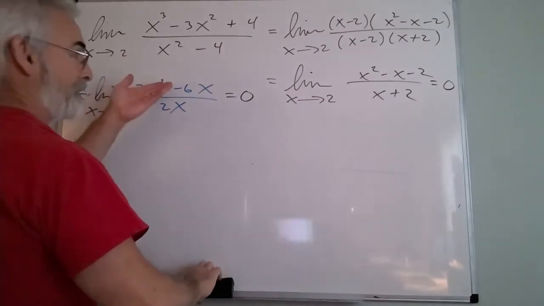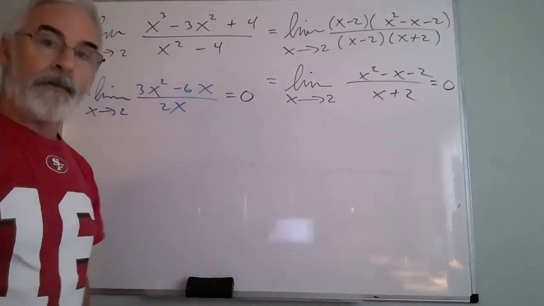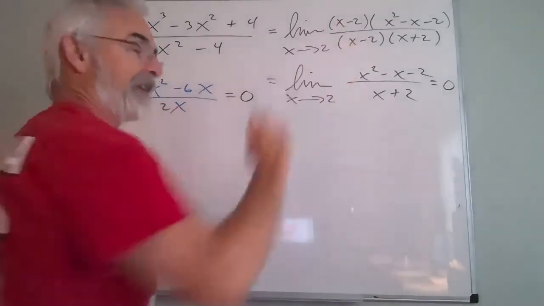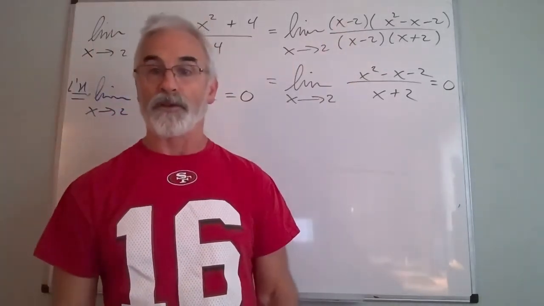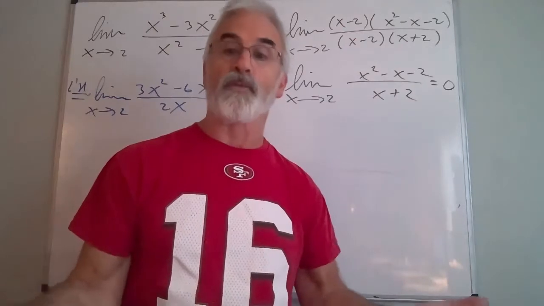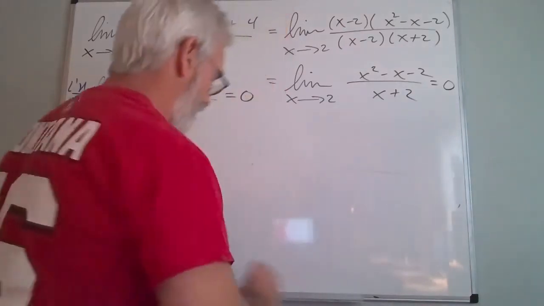What if this was still an indeterminate form? Then I would do the next line. But it's an absolute that I have to get the same answer algebraically as I do with L'Hopital's rule, or that means I did one of them wrong. Okay, so let's try another one.